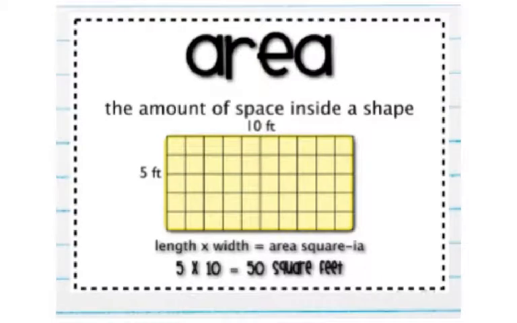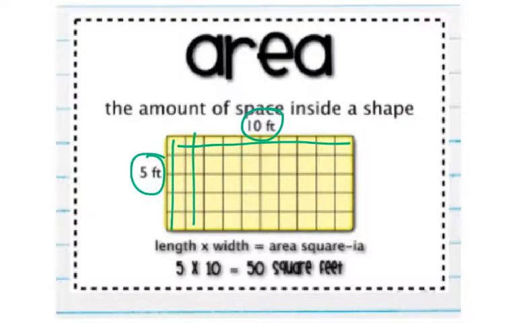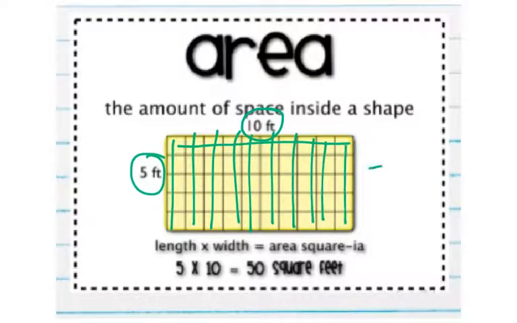And so when I'm looking at area, it reminds me of our rectangular arrays. How I have 10 groups of 5. And I know that 10 groups of 5, if I were to count these out, would equal 50. And so when I think of area, I'm thinking of just like my rectangular arrays, where I'm going to multiply the length times the width to find the area or the space inside the shape.